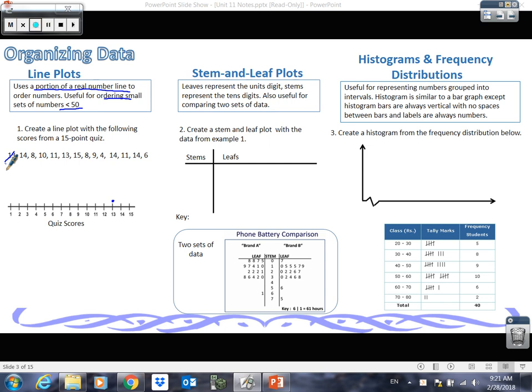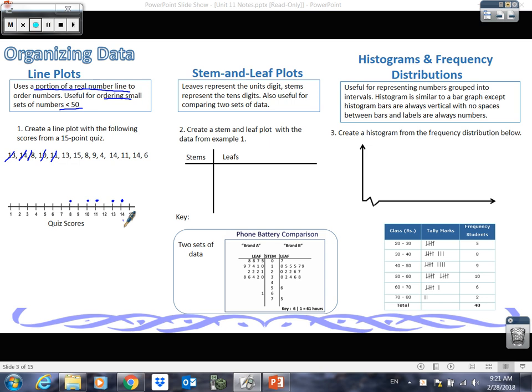I would go to 14 and I would put a point. Okay, I've done 14. Then I would go to 8 and put a point. Then 10 and put a point. Then 11. And then back to 13.